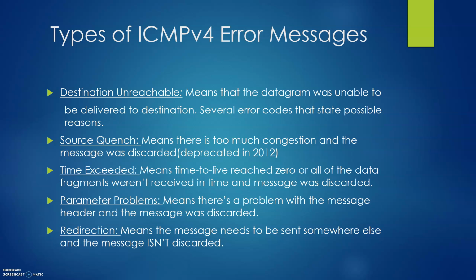Parameter problems mean there's a problem with the message header and the message was discarded. It could be ambiguity, or some bits got moved around and it doesn't really know what's going on. Redirection just means that it needs to be sent somewhere else. This is the only one where the message isn't discarded. It's actually just rerouted to where it thinks it needs to go.